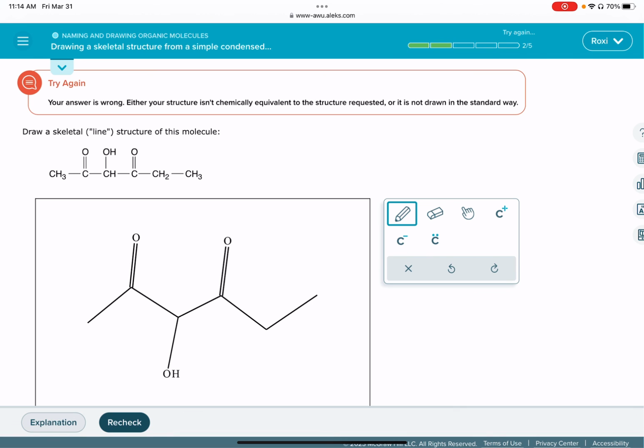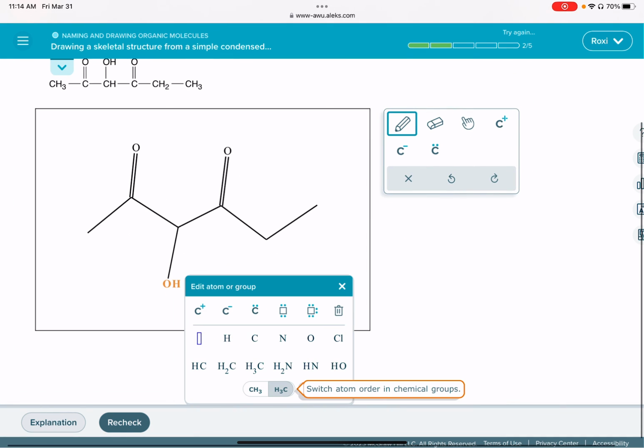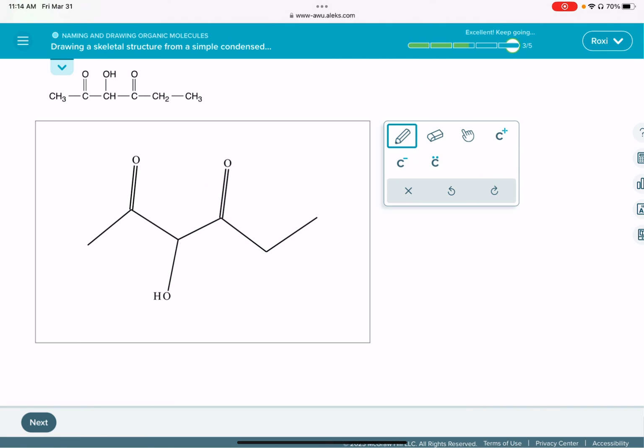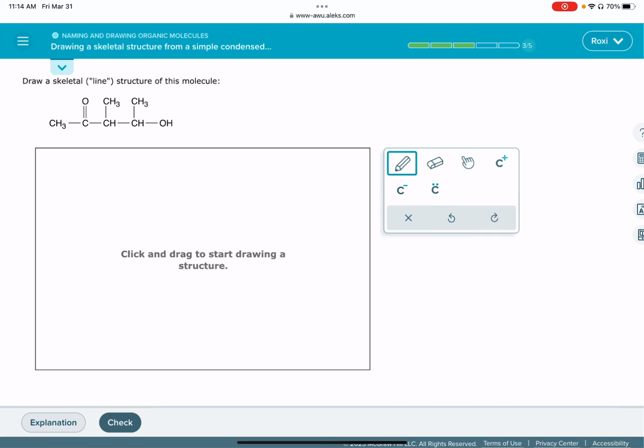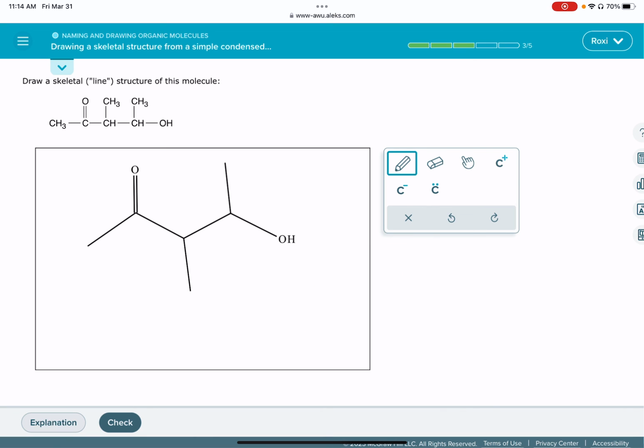I don't know, it doesn't like this one either. And I don't know why. Let's try reversing that OH group. See if it likes that. Oh my goodness. It is picky. Okay, go one more try. CH3, double bond to an oxygen, CH, CH3, CH, CH3, OH. This has got to make ALEKS happy. Look at how pretty that molecule is.